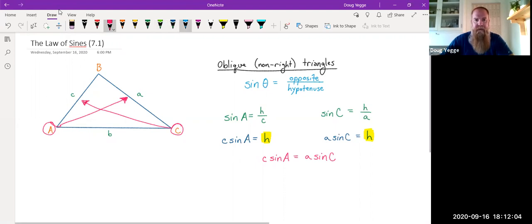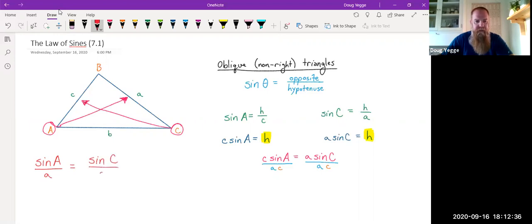So we can divide this side by a to move it onto the other side. But then we could divide the left side by c in order to get it onto the other side as well. Which means that we actually have a relationship that says that sine of angle A over a is equal to sine of angle C divided by c. And what we see here is a portion of what we call the law of sines. The law of sines is what allows us to still use trigonometry in order to solve oblique triangles.